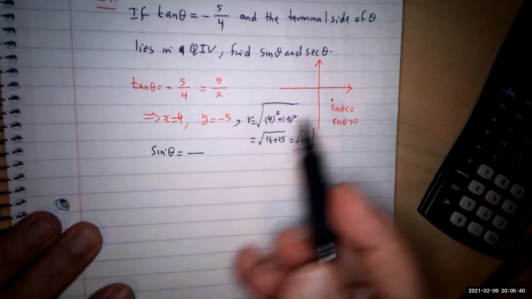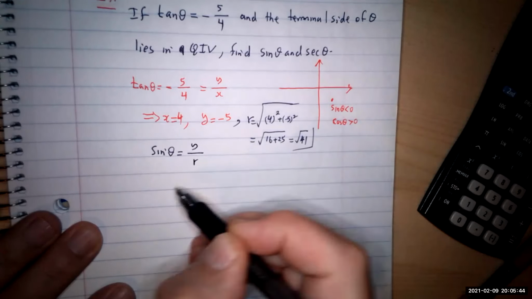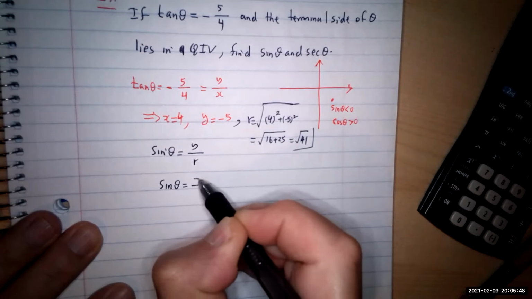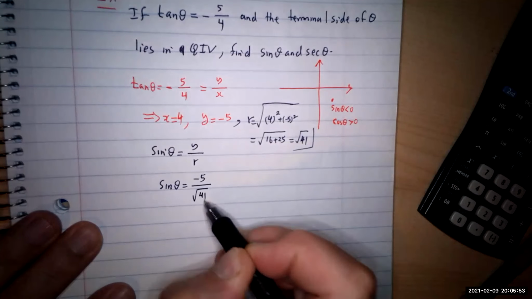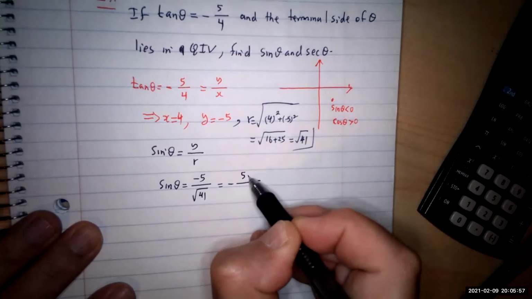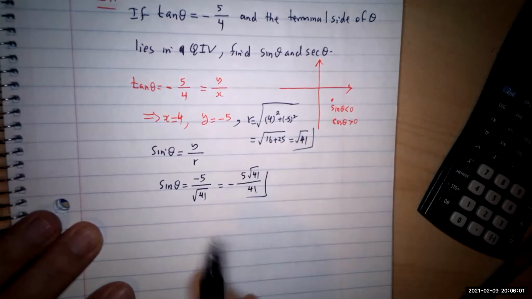Now sine starts with the y over r. So the sine of theta is going to be -5 over radical 41. You have to rationalize it. It's going to be -5 radical 41 over 41. That's the sine.